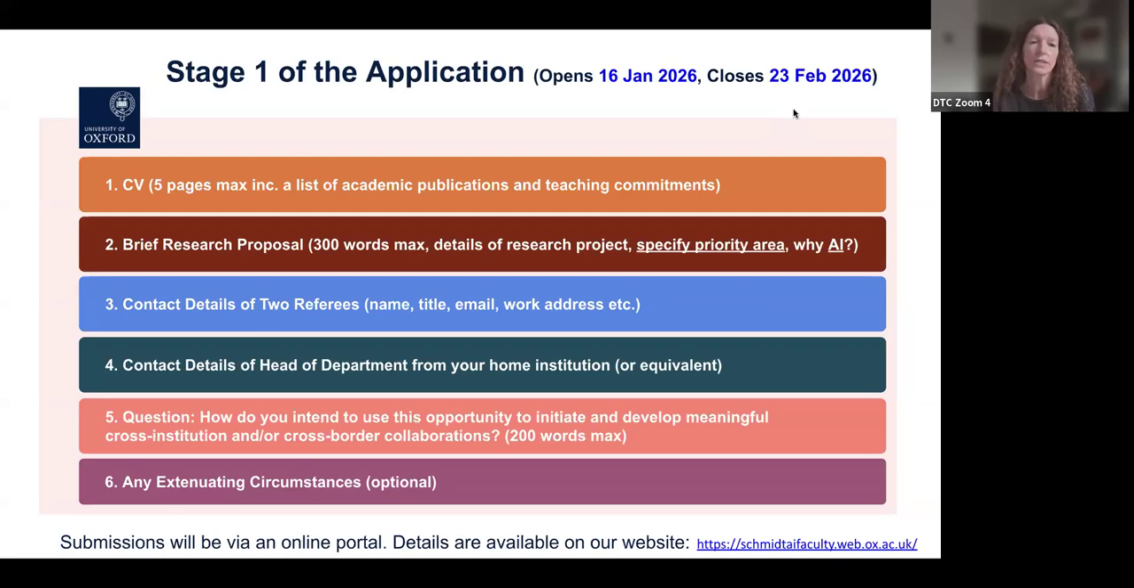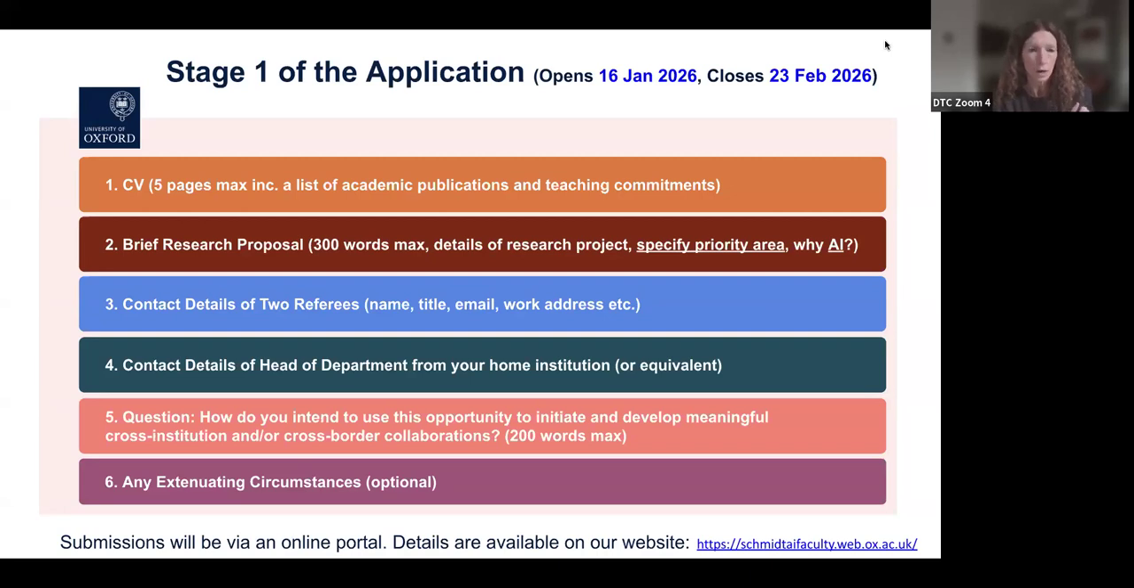We also require the contact details of your head of department from your home institution. We do contact your head of department at stage 1. It's a very straightforward process. We send them an email and we ask them just to check a box that says that they are in principle supportive of your application. But it's really important that you manage the expectations of your head of department, because we will contact them at stage 1.